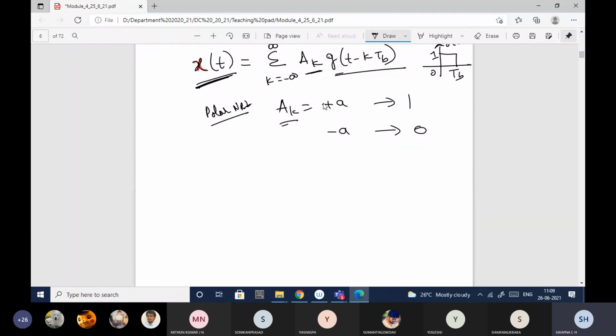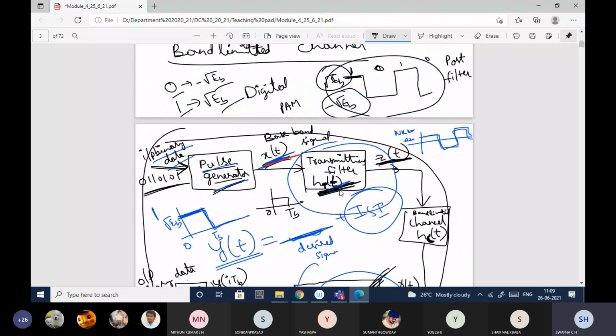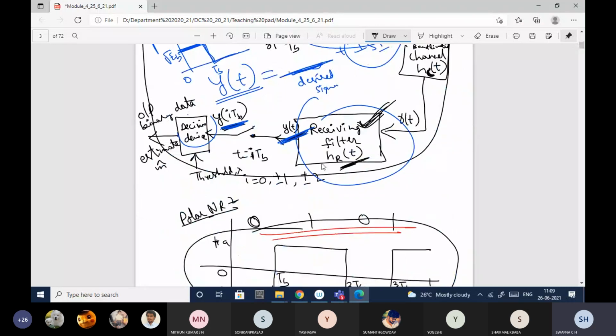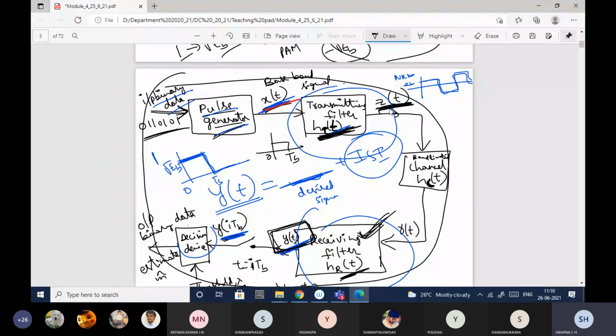Fine. So x of t is then passed through the transmitting filter, h_T of t. Now I need to find z of t. What is the final aim here? I have to find the y of t equation. To do that, I need to check the output of each block, because the output of each block depends on its input. x of t is the input to the transmitting filter, so I'll get z of t. z of t is input to h_c of t, I'll get r of t. r of t is input to h_R of t, so I'll get y of t.